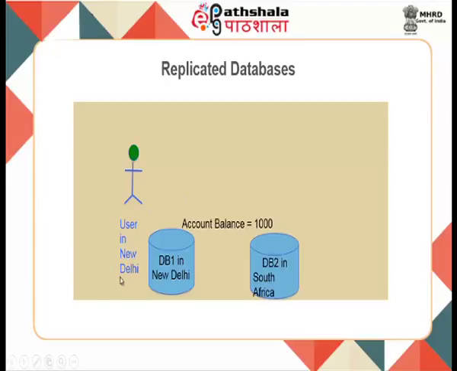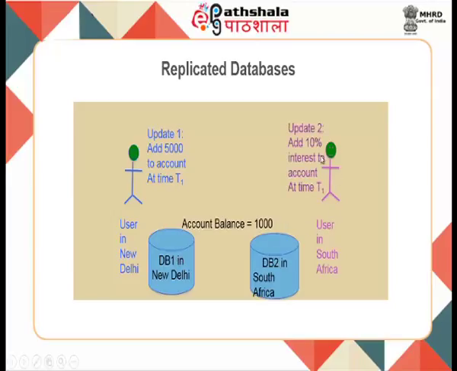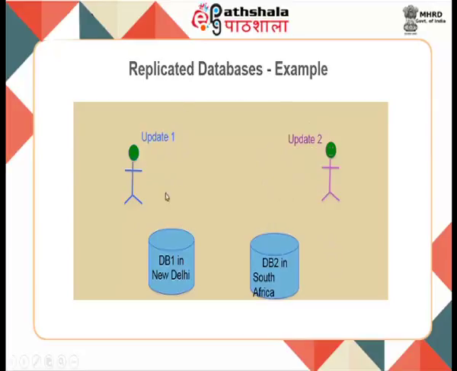There is a user in New Delhi and another user in South Africa. User 1 in New Delhi is trying to add 5000 rupees to this account, and user 2 is trying to do an update of 10% interest to this account. Both are trying to do it at time T1. T1 at the New Delhi server and T1 at the South Africa server are the two T1s we are talking about. So, we have two databases, two users and two updates.